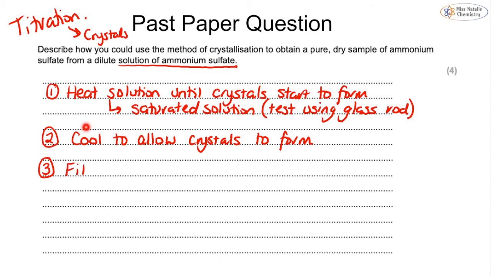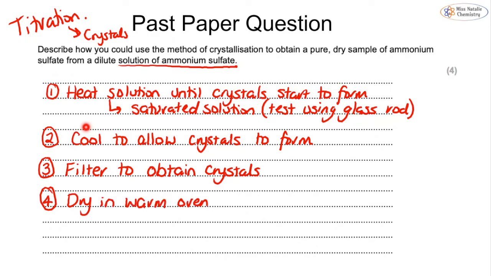So we have to filter to obtain the crystals. And then the fourth part, of course, we always have to dry the crystals. So then we dry in a warm oven, or we could even use filter paper. And we can blot them dry or pat them dry using filter paper.